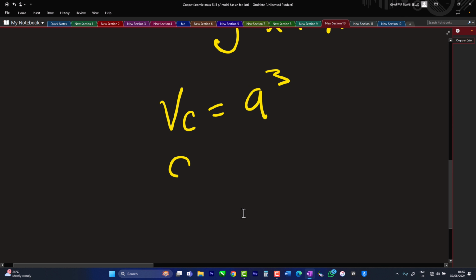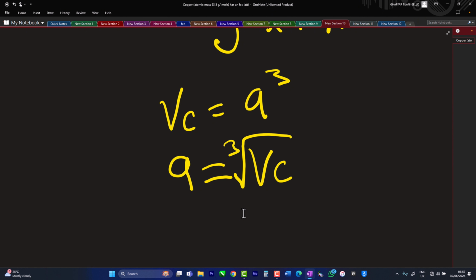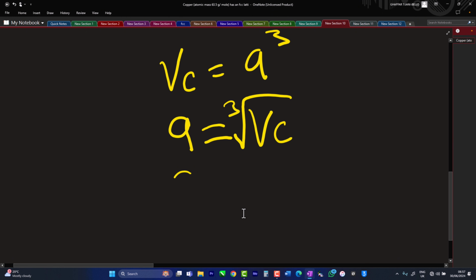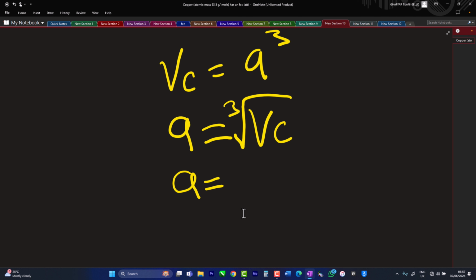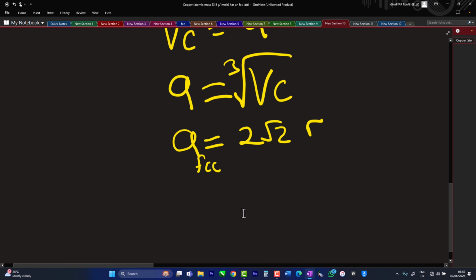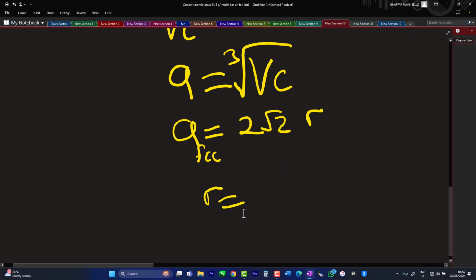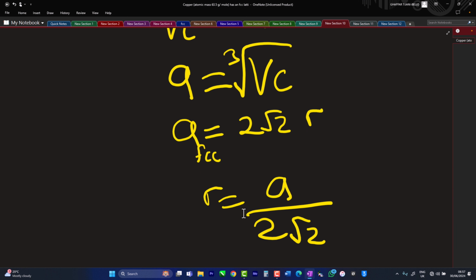So we say A, since we are looking for A, is equal to the cube root of VC. So whatever answer we get here, we remind ourselves that A, the lattice parameter of FCC, is equal to 2 root 2 R. So we are looking for R in this equation, so we go ahead and say our R is equal to A over 2 root 2. So this is how we get to find our R.